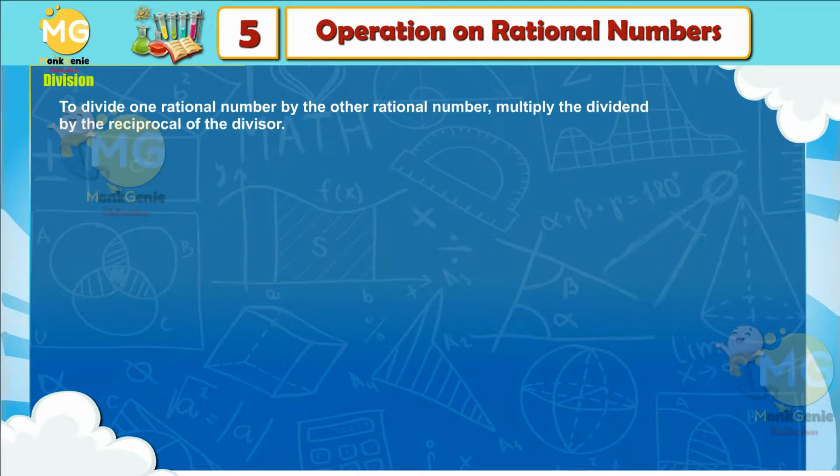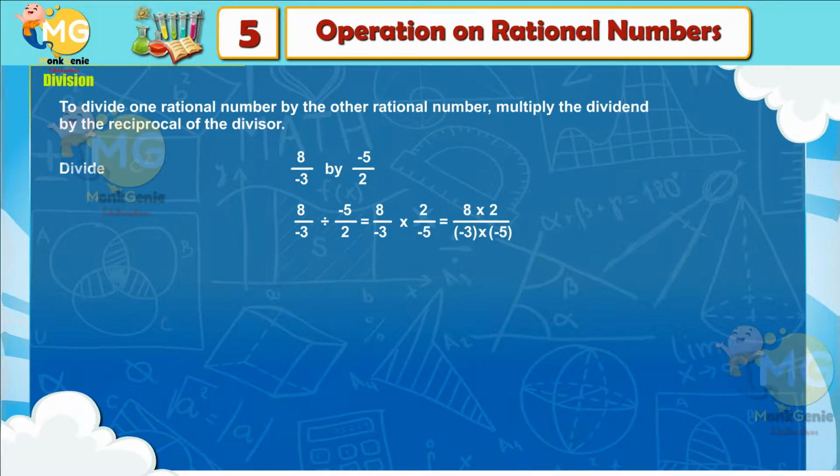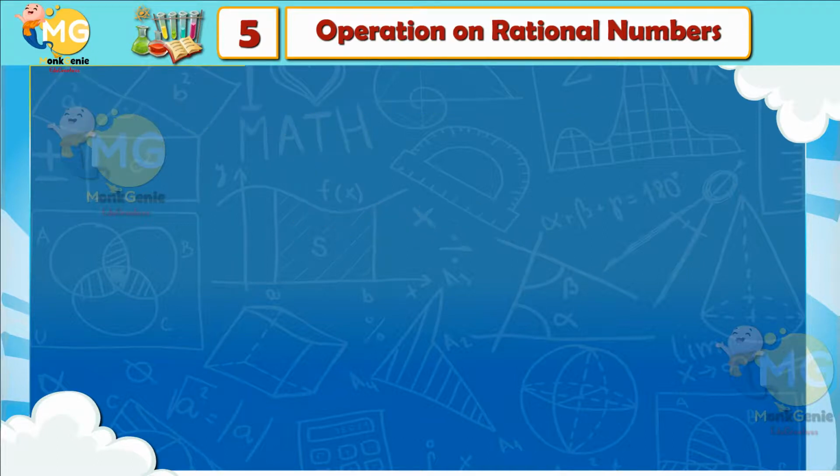Division. To divide one rational number by another rational number, multiply the dividend by the reciprocal of the divisor. Divide 8/(-3) by -5/2. 8/(-3) divided by -5/2 is equal to 8/(-3) multiplied by 2/(-5), which is equal to 8 multiplied by 2 upon -3 multiplied by -5, which is equal to 16/15.